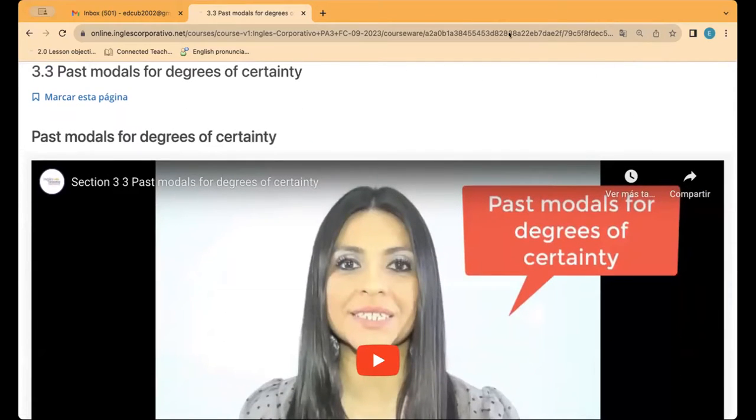So, one more time, what were the past modals? Past modals were all of the words with have. So you had the modal, okay. Then we had the word have, not has, okay. And then we had the verb in the past participle. Okay, so in the chat, you can see the grammar structure, and I will give you an example, okay?